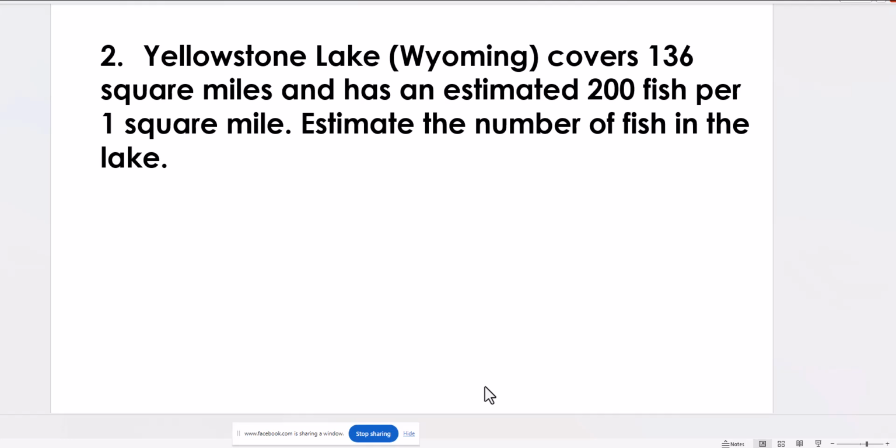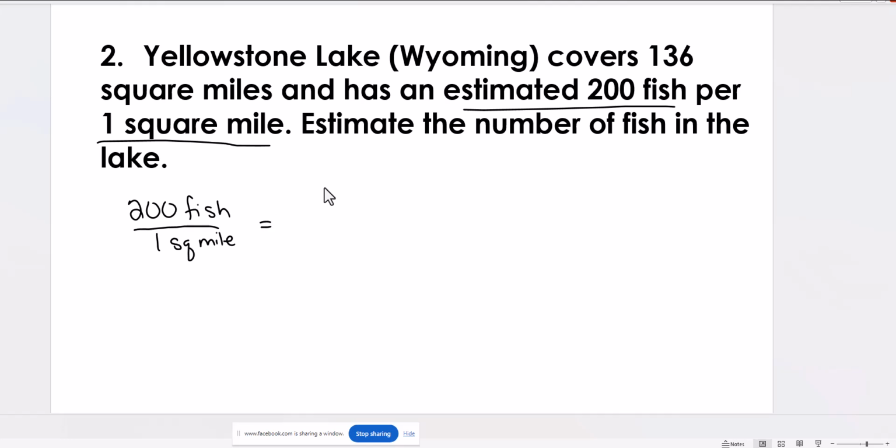Yellowstone Lake, Wyoming, covers 136 square miles and has an estimated 200 fish per 1 square mile. Estimate the number of fish. First, we want to say, well, what do we know? They're telling us that there's an estimated 200 fish per 1 square mile. And we're going to write that first as our first fraction, our first proportion. We're going to have 200 fish per 1 square mile.